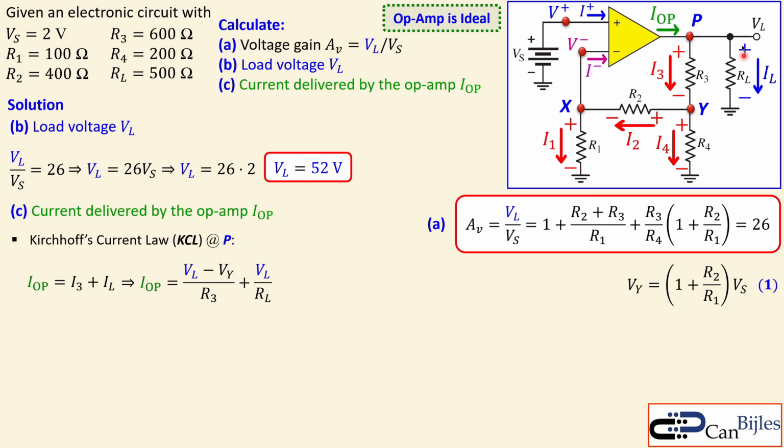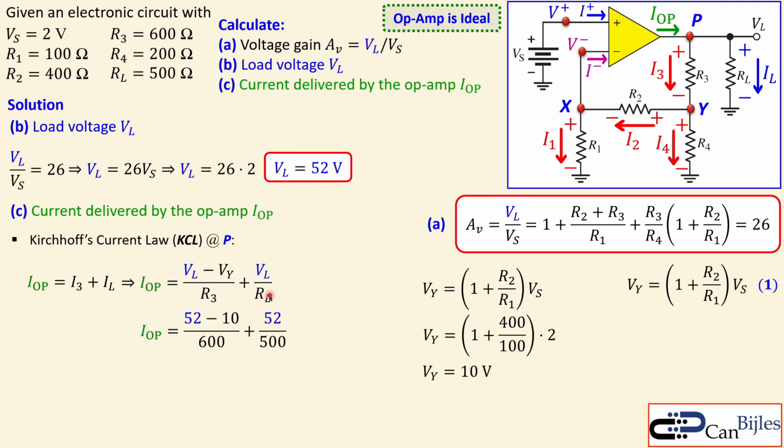So the load resistor actually comes into play when you talk about the current delivered by the op-amp, not in the voltage gain expressions. So we have this. Now of course we need that VY. We don't know that, but we have an expression. That's also why we have it here. So if I use this expression and substitute the values, this will give me 10 volts. So we know this is 10 volts. This was already calculated in question B, that is 52. So we can now substitute everything, also the R3 and R load. We have this. If you now do the math here, you will get 174 milliamps. That's the current delivered by the op-amp.